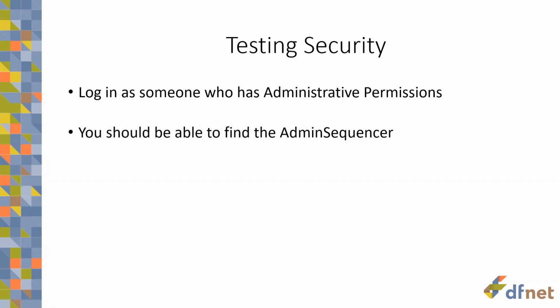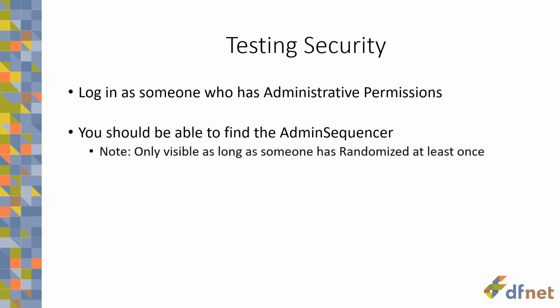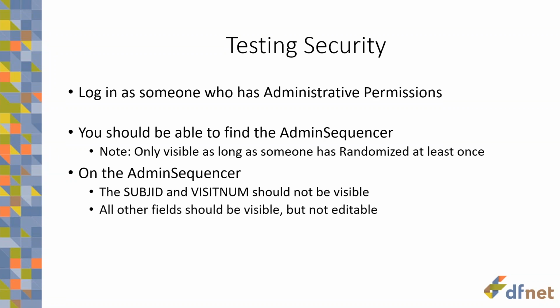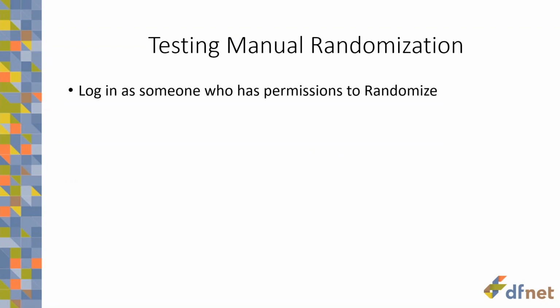And then as the administrative security, you should ensure that you can find the admin sequencer. It's only visible if someone has randomized, because the randomization unit will create that plate if it doesn't exist. And on the admin sequencer, you should double check that the subject ID and visit number are not visible, that all other fields are visible, so the sequence trackers are visible but not editable.